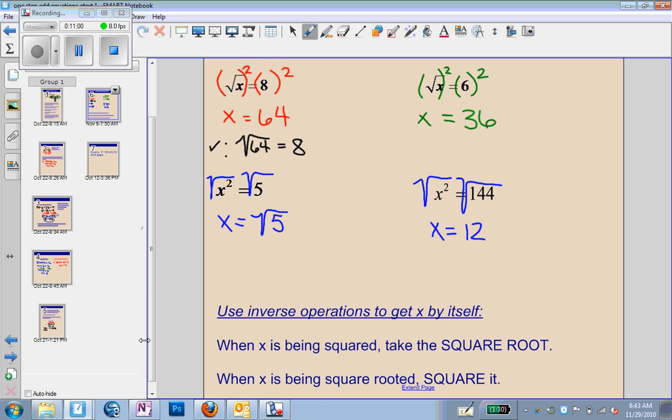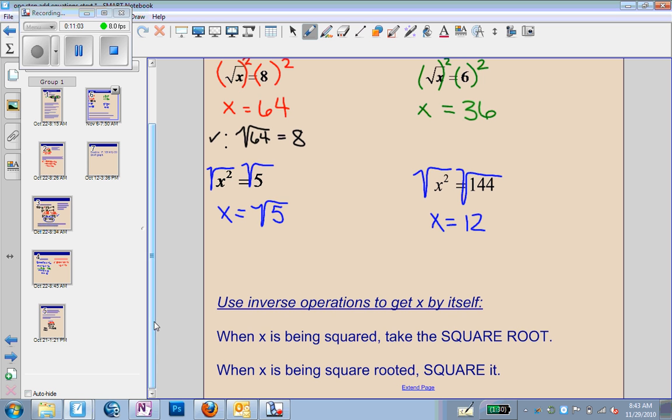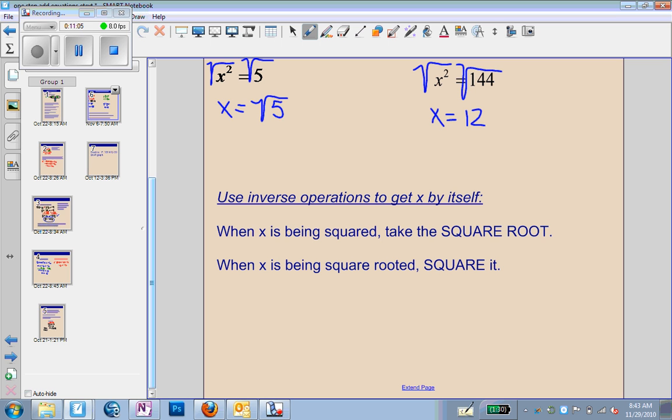So to sum all this up, I've written to use inverse operations to get x by itself from x being squared. And when x is being squared, you square root. And whatever you do to get x by itself, you do to both sides.